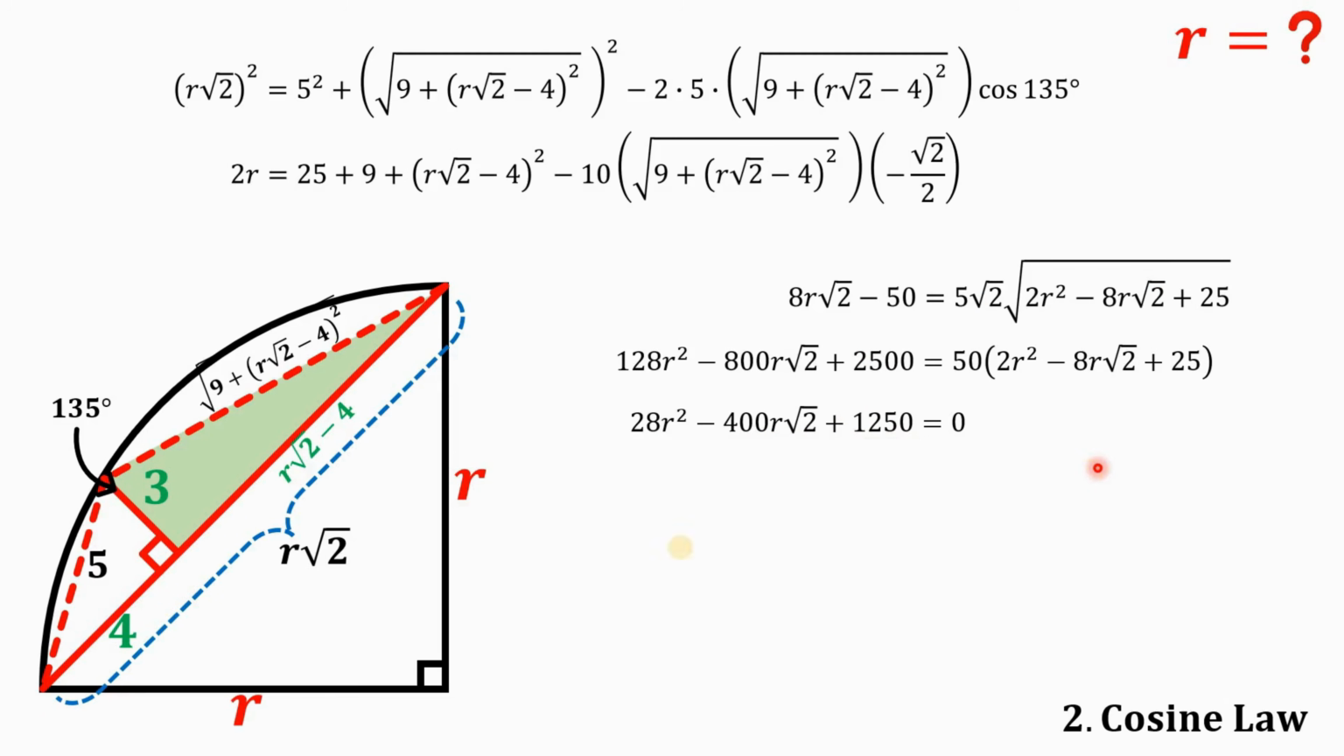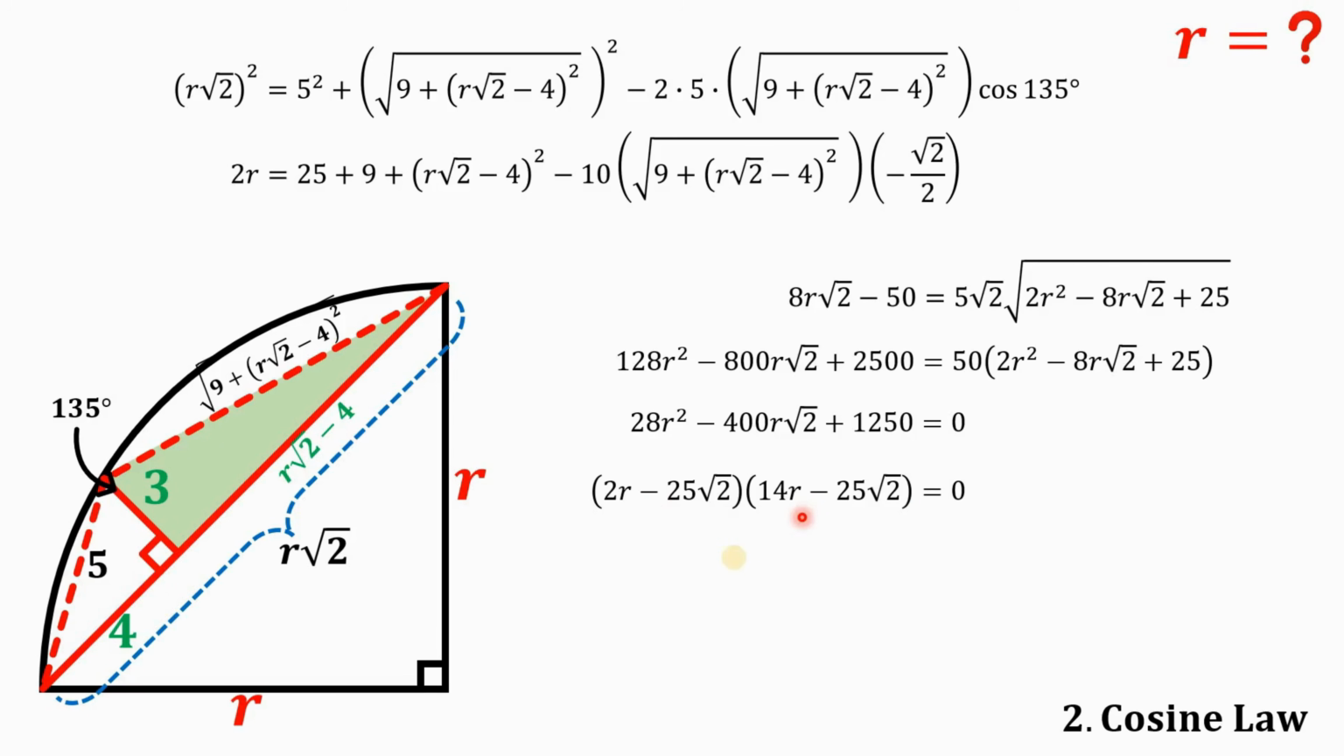And we can factor this out nicely as 2r minus 25 square root of 2 multiplied by 14r minus 25 times square root of 2. Now, to solve for the value of r, we will use the zero property. Since the product is equal to 0, at least one of them must be equal to 0.